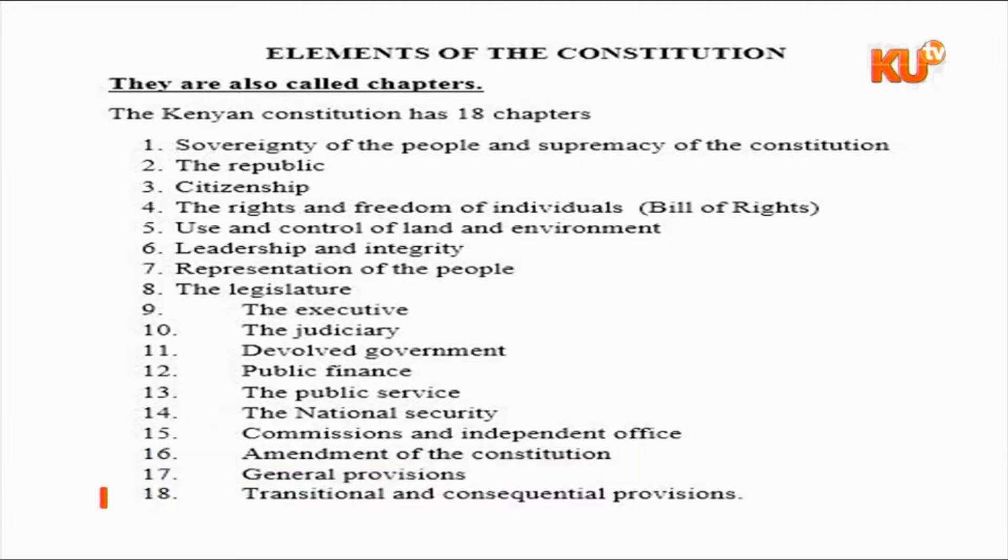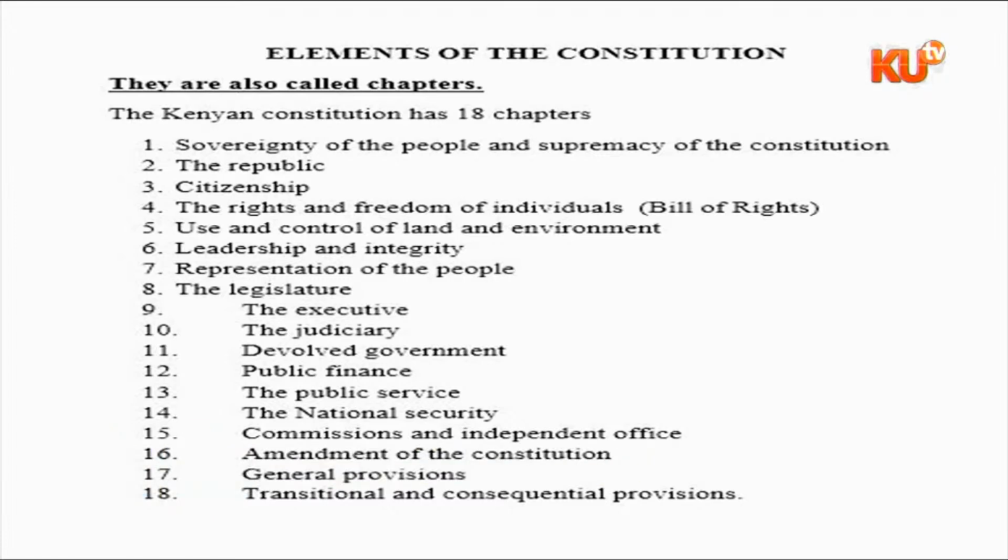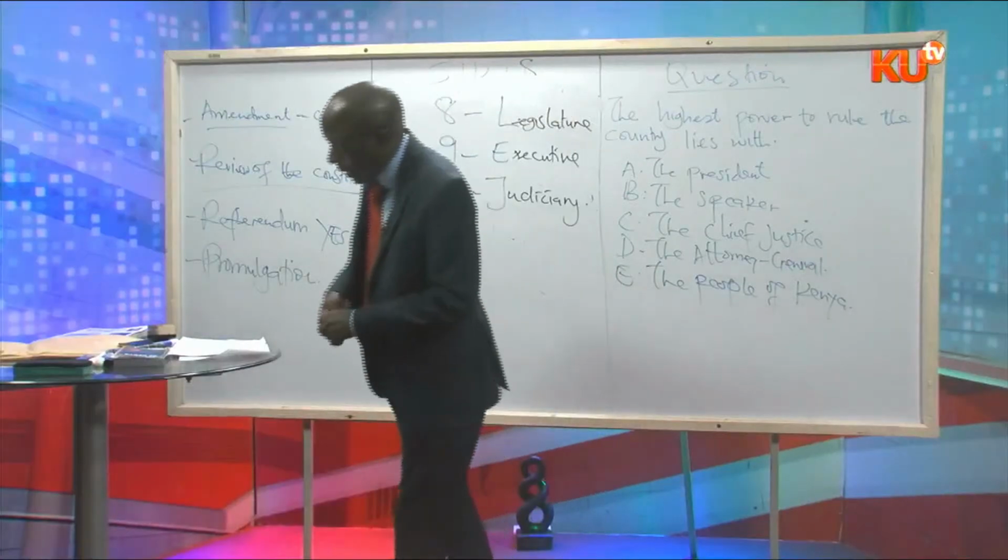Chapter 13, we talk about the public service. Chapter 14, national security. Chapter 15, commissions and independent offices, for example the Teacher Service Commission and the Judicial Service Commission. Then chapter 16, the amendment of the Constitution. As I told you, the Constitution is not static. This is a living document which needs to be changed over and over. There is a roadmap, a way that this is going to be done, and it has been given in chapter 16. Chapter 17, we have general provisions, and lastly we have transition and consequential provisions, how we are going to transit from one constitution to the other.